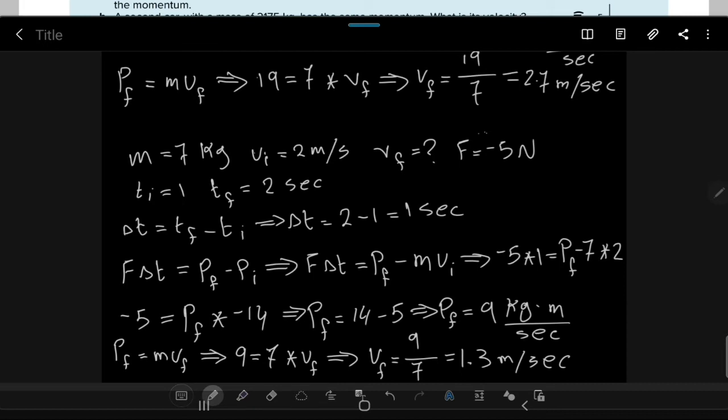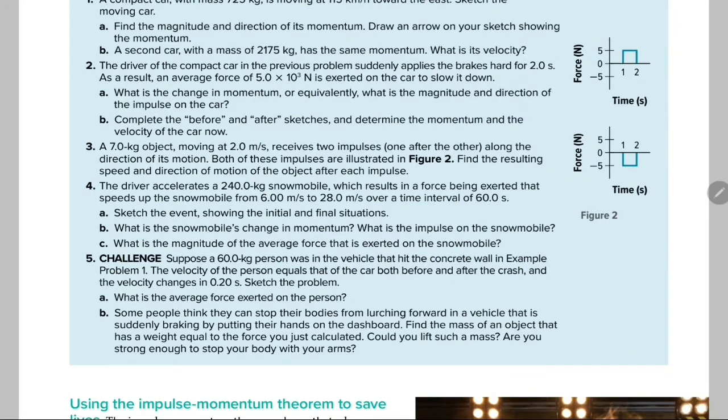And until here we reach the final of our question. We found V final for figure 2, and we found V final for figure number 1, which was 2.7 meter per second. Here we have question number 4.